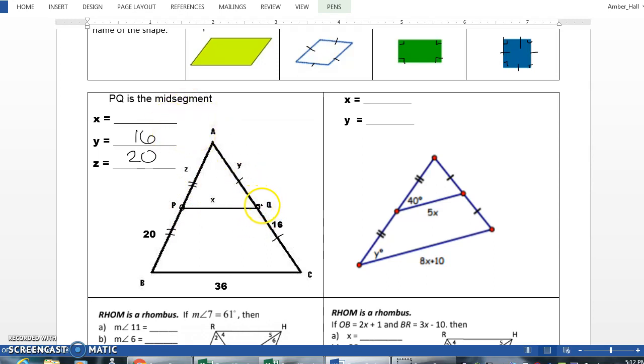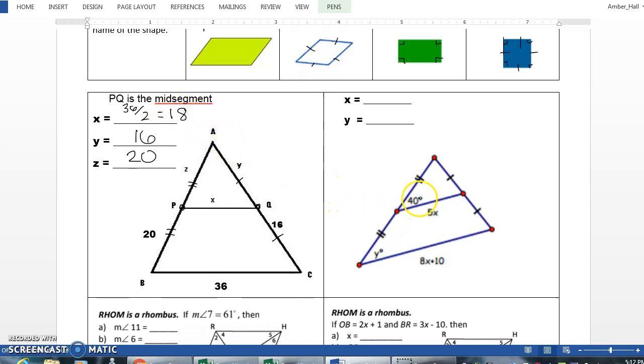The other part of midsegments is that a midsegment is half the length of the parallel line, the line that's parallel to it. So X is going to be half of 36. So 36 divided by 2, which is 18.